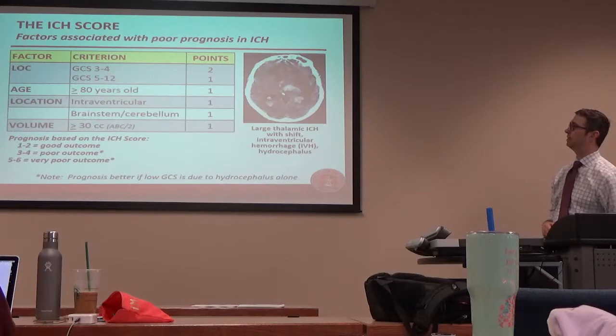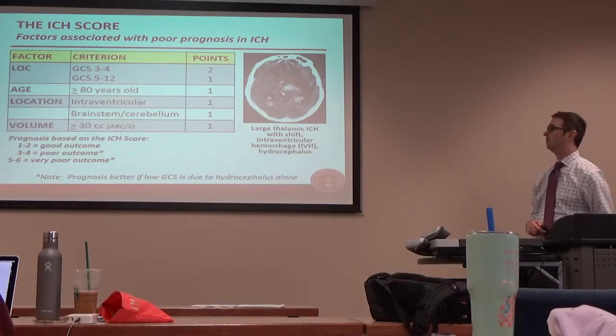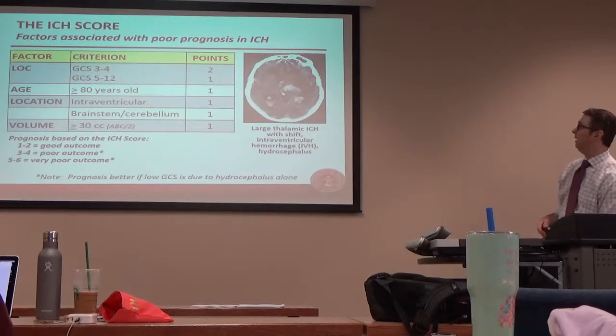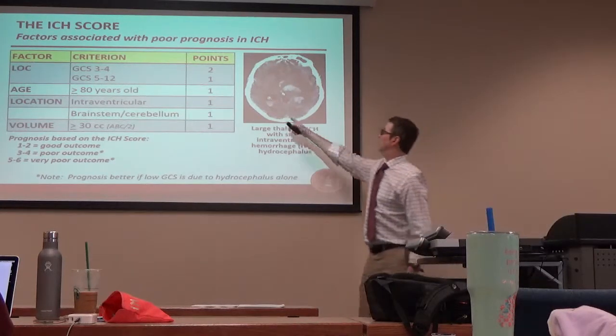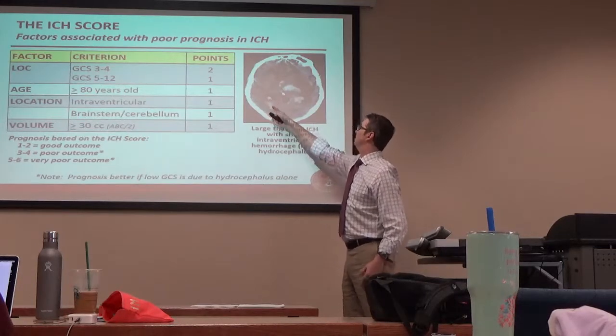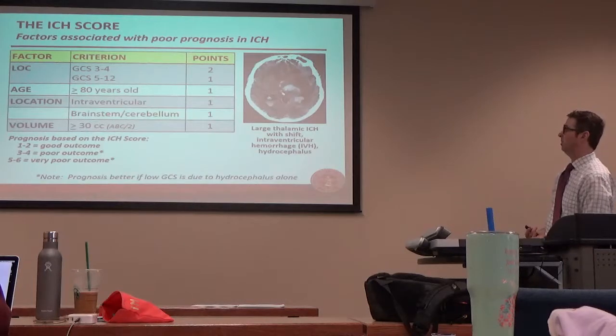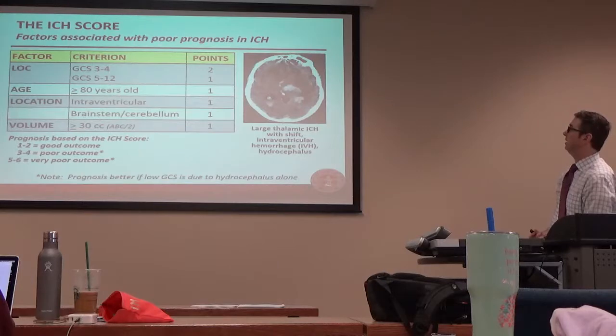ICH score, we use this to prognosticate. The higher the score, the worse off they are. 1 to 2 is good, 3 to 4 poor, 5 to 6 very poor. You see this unfortunate person here on the right has a left thalamic intracranial hemorrhage with shift, IVH, hydrocephalus. Intraventricular hemorrhage is blood within the lateral ventricles, you can see there. Depending on comorbidities and how old they were, this could be a comfort care talk, or we put an EVD in, see how they do.